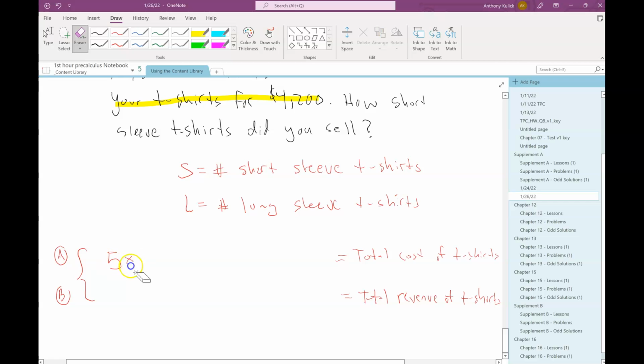Times the, well, maybe let's write it this way. We'll say cost of short sleeve, I'm going to just put short there, times number of short sleeve plus cost. It's running out of space. Cost short sleeve times number short sleeve plus cost long sleeve times the number long sleeves. Everybody buy that?